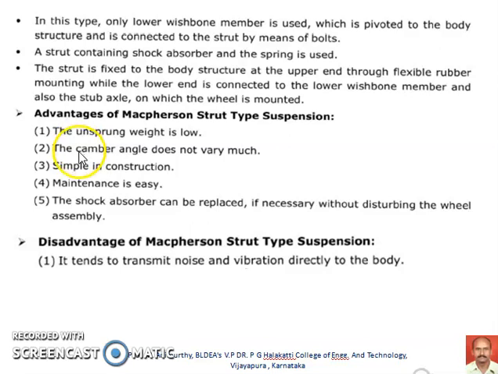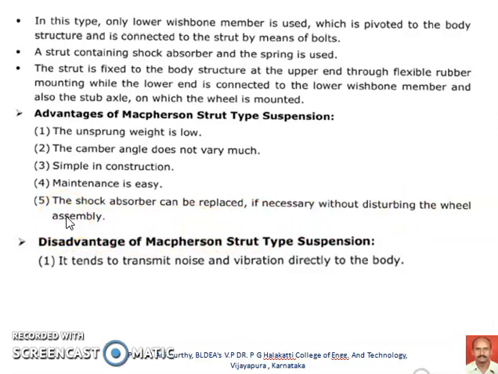In the earlier case, there was a possibility that the camber angle or the wheel alignment would be disturbed whenever there was a small variation or problem with the linkages. With rough terrains, there was always a possibility in the double wishbone arm type that the wheel geometry may change. Comparatively, here it is simple in construction, and whenever construction is simple, the number of components is automatically reduced, so maintenance is easier. And here the shock absorber can be replaced if necessary without disturbing the wheel assembly.